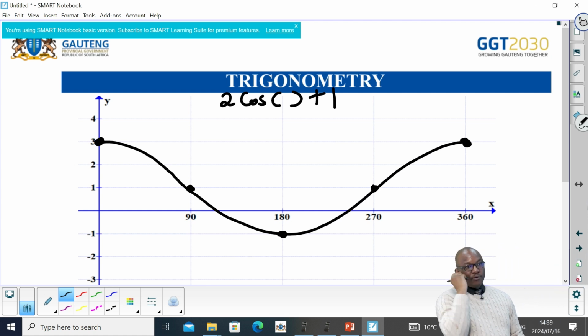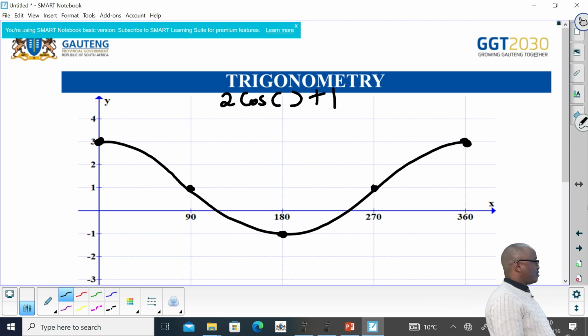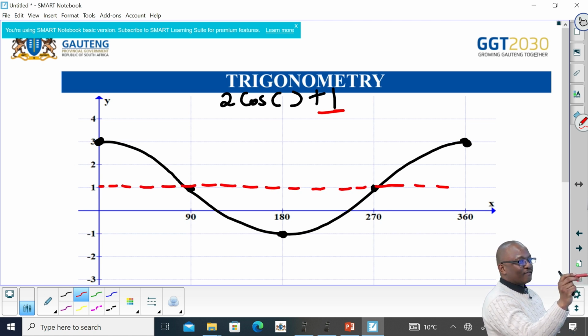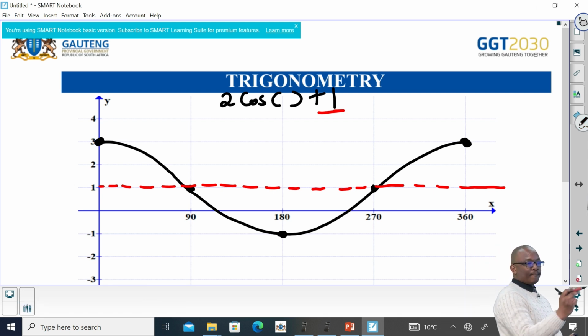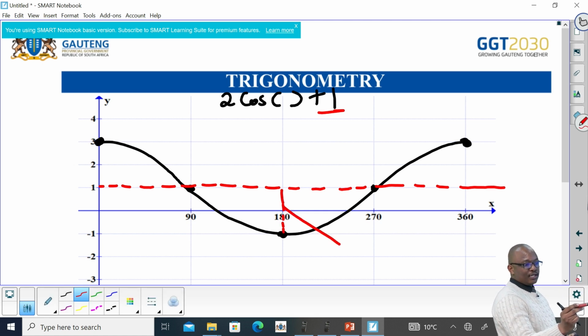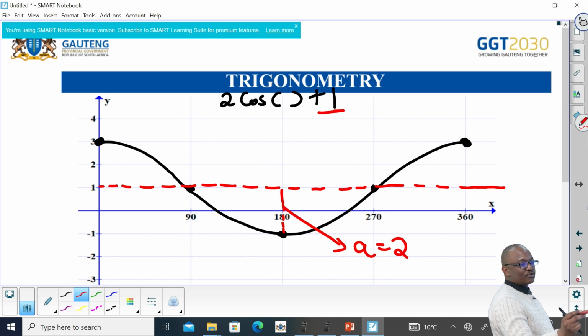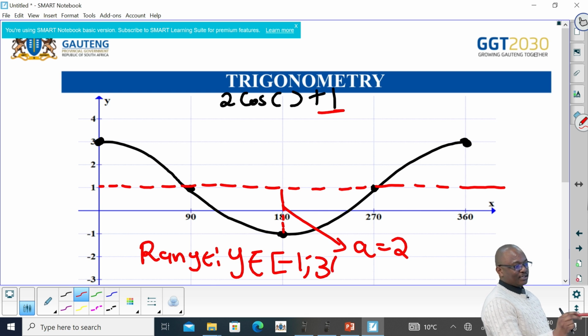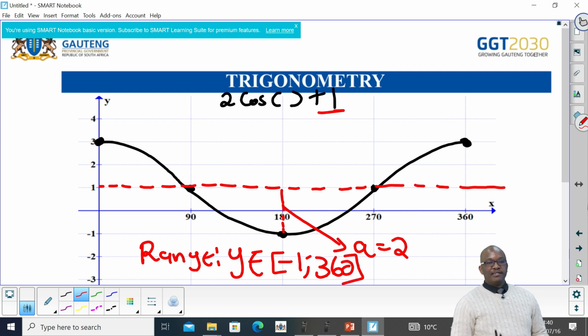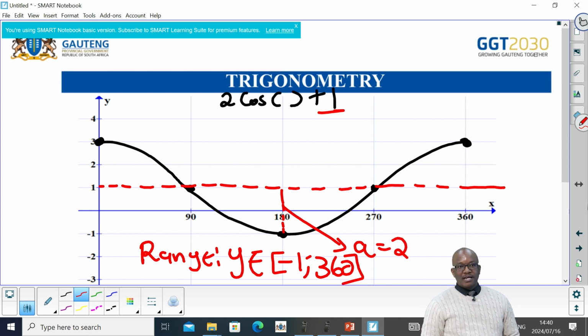Correct. So now here we can all agree that our midline is at 1 now, because the graph has moved 1 unit upward. Then you will be able to also determine your amplitude. Remember, amplitude, it will be A is equal to 2. Correct. Then now the range for this one is going to be y is an element of -1 and 3.